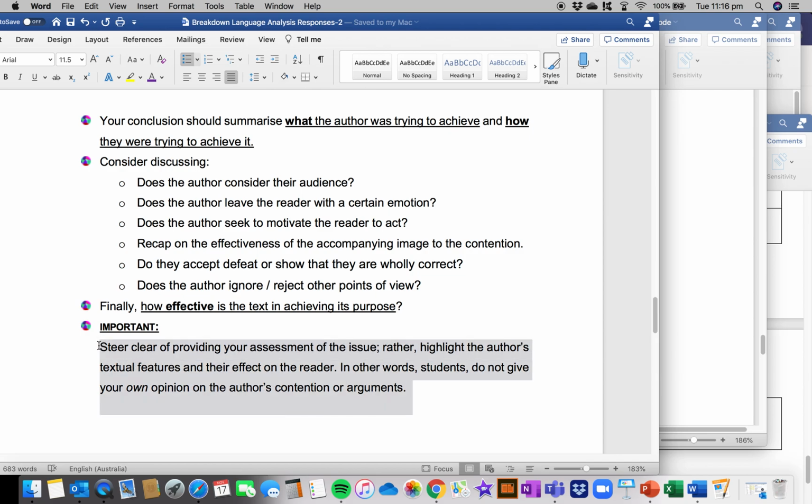Basically, I could write a language analysis response essay about an article, and I might totally disagree with the contention. I might totally disagree with the arguments. But if I'm analyzing it, I need to talk about, do they do it well? What devices have they used? Has it been effective? That's what we're actually analyzing. So we're not saying, yay, give them a clap, that was excellent. I really agree with that.